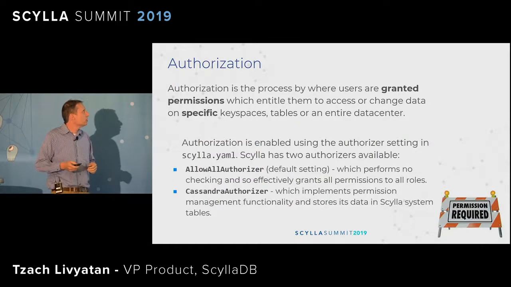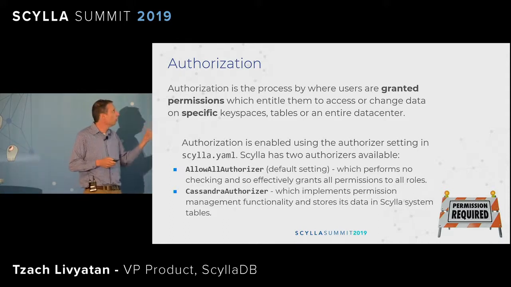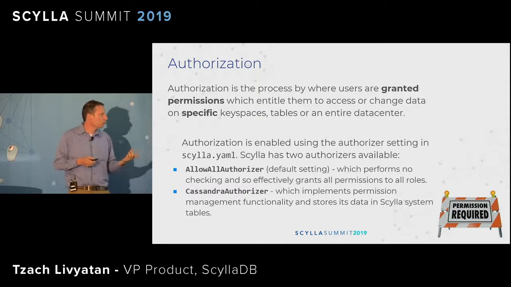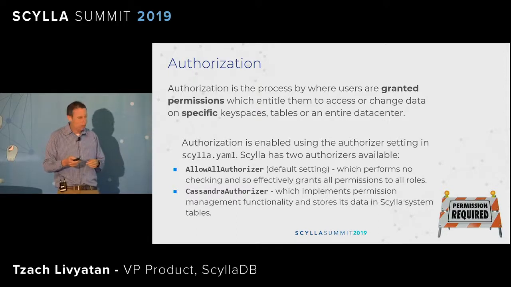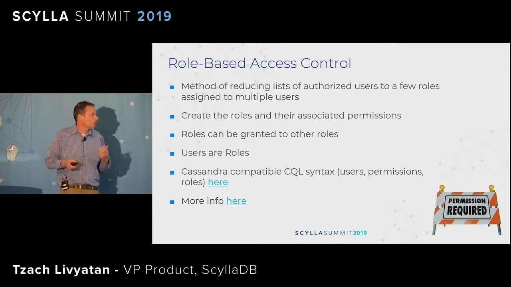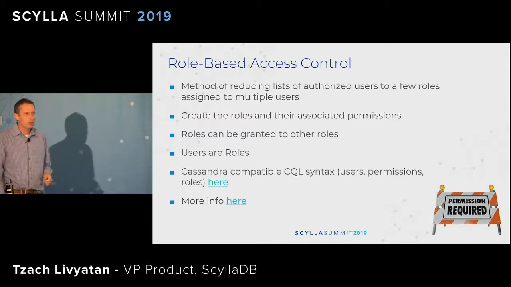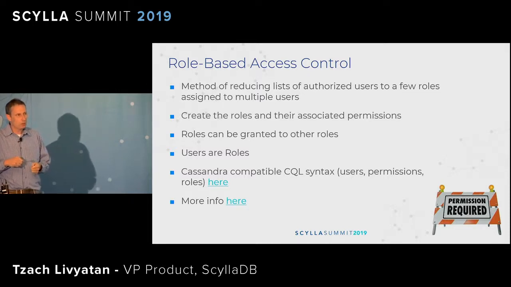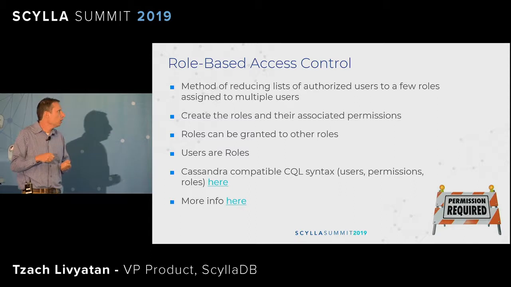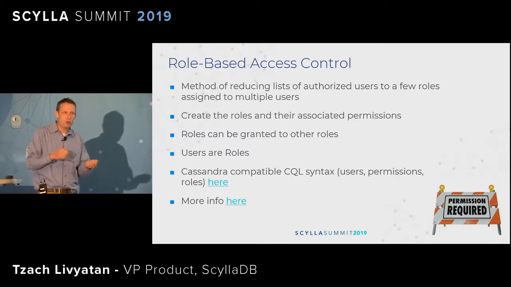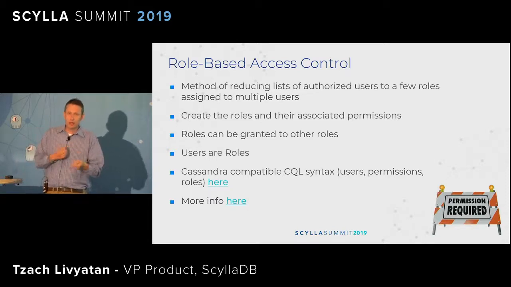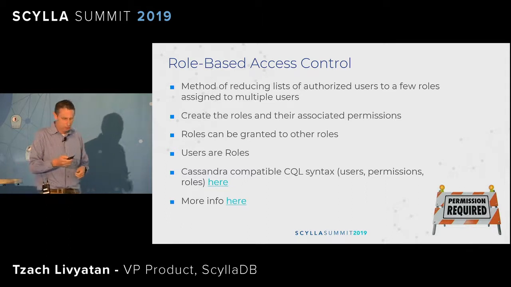The next feature is authorization. Scylla again comes by default with no authorization, but if you do want to move to authorization, move to the Cassandra Authorizer, which enables role-based access control. Role-based access control, I'm sure most of you are familiar with it from other databases or other systems. You can specify which user can do what on the system. So you can grant permission per role. You can grant permission to read, you can grant permission to write, read from a specific table, write to a specific table, create other users, etc.